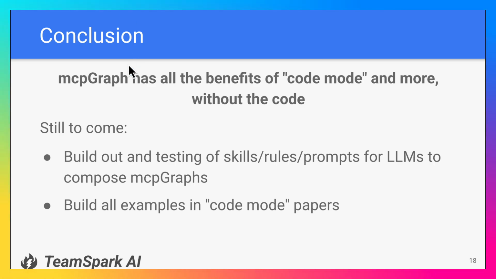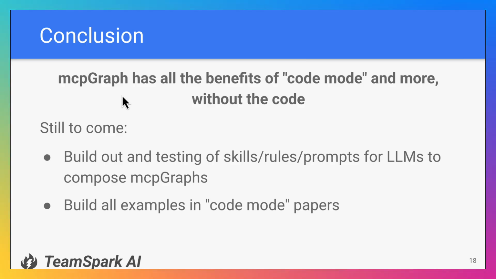So I guess in conclusion, mcpGraph, I think, is a solution that has all the benefits of code mode, solves the same problem, and it does it without code. And I think there are significant challenges with using code to do this. And I think being able to do it without using code definitely is going to be a lot simpler, at least for some use cases.